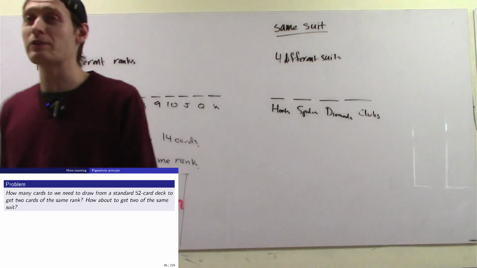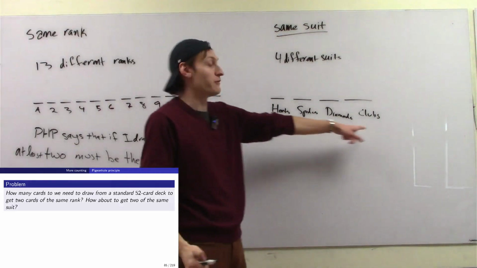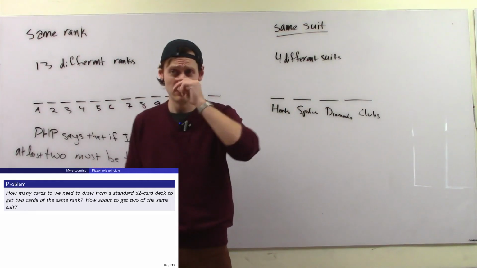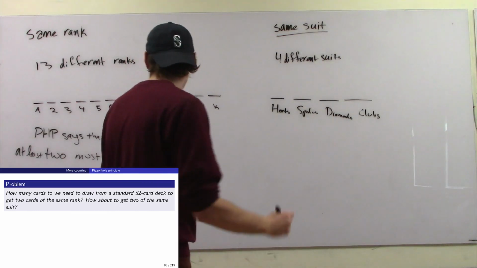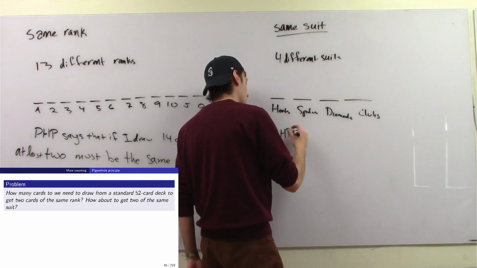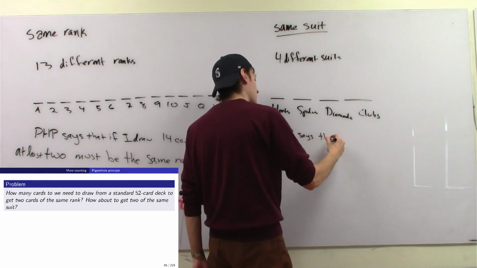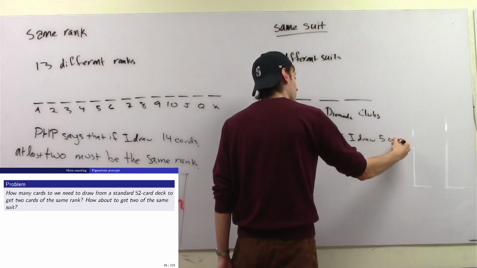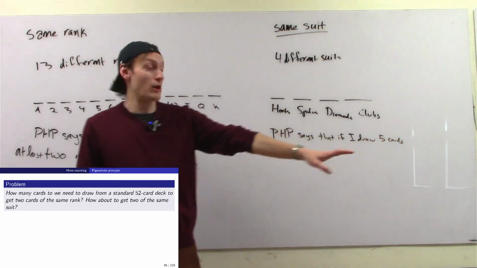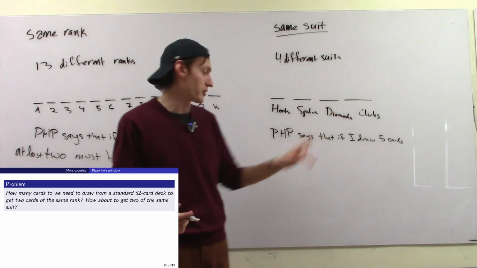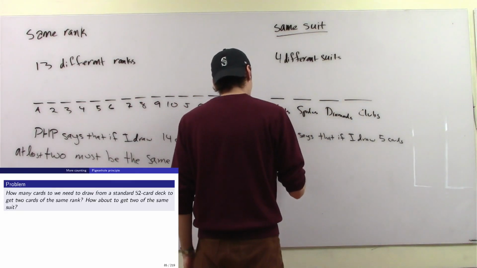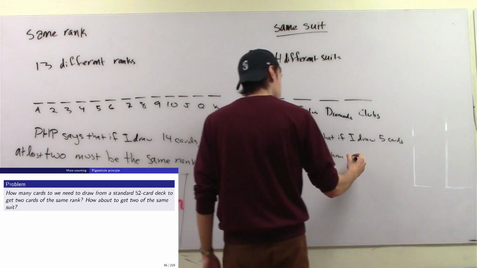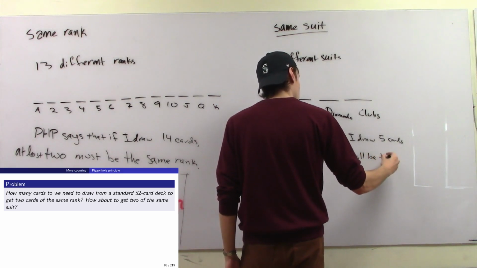And the first thing I'll notice is it's definitely possible to draw 4 cards and get 4 different suits. For instance, you can draw all the 3s in the deck, and you would get 1 of each different suit. But using the pigeonhole principle, PHP says that if I draw 5 cards, which here, the cards that I draw are my pigeons, 2 must be in the same box, or at least 2 will be in the same box. At least 2 of them will be the same rank.